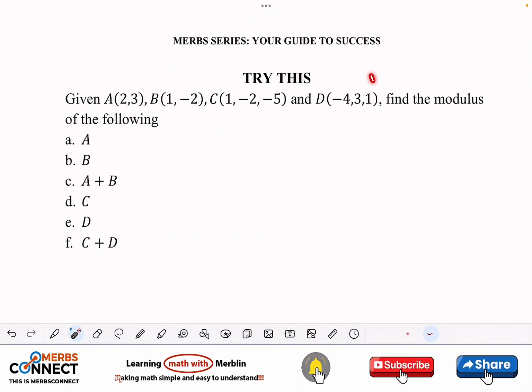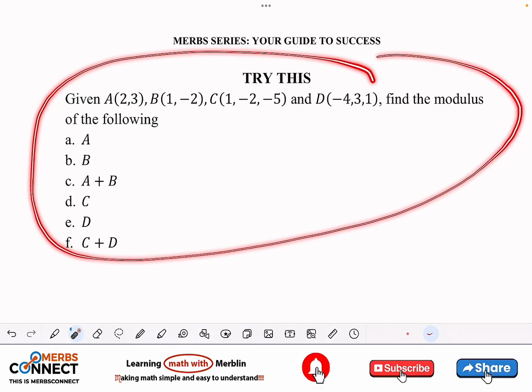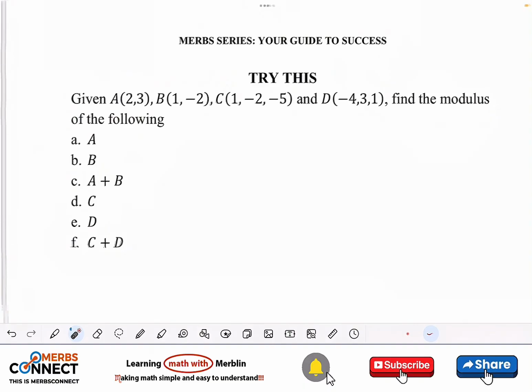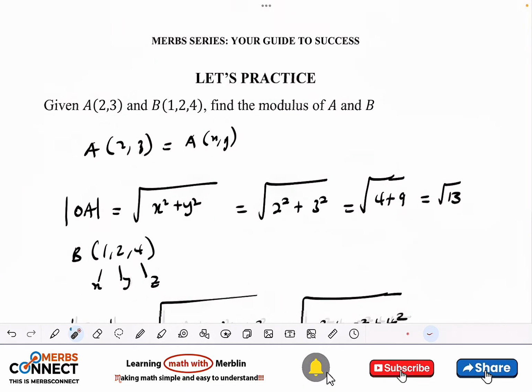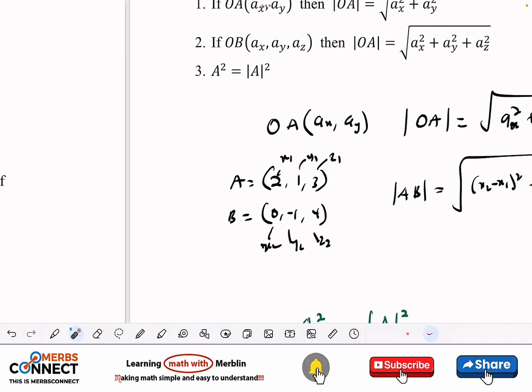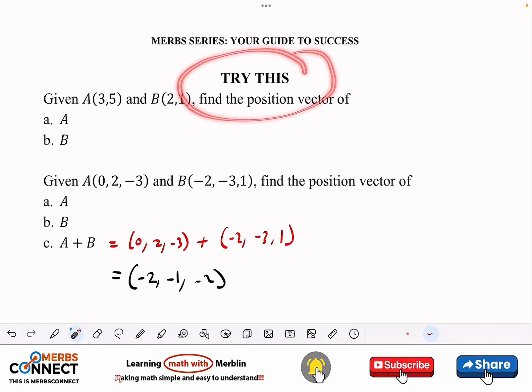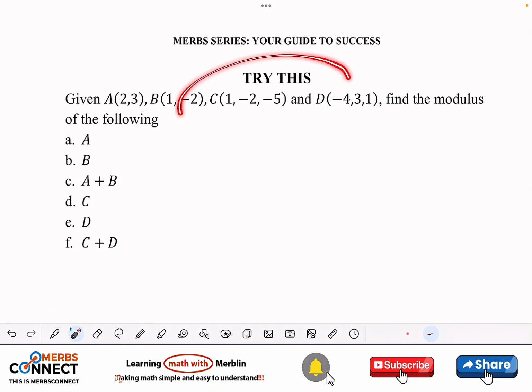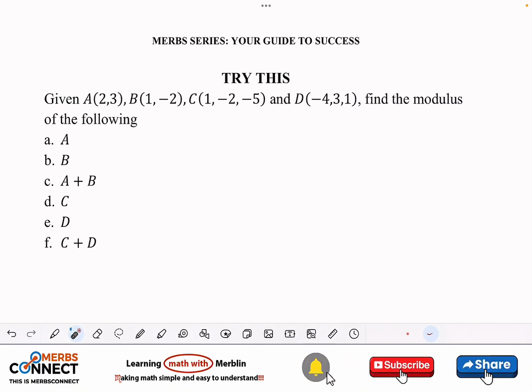So what I'm going to do is, I'm just giving this to you for a trial, right? You can just drop the answers in the comment section. The first one that I give to you, you can say this is trial 1, and then this one will be trial 2, and you just put your answers in it. So we want you to find the magnitude, the modulus of A, B, and then adding A and B, C, D, and adding C and D, and then just finding the modulus.